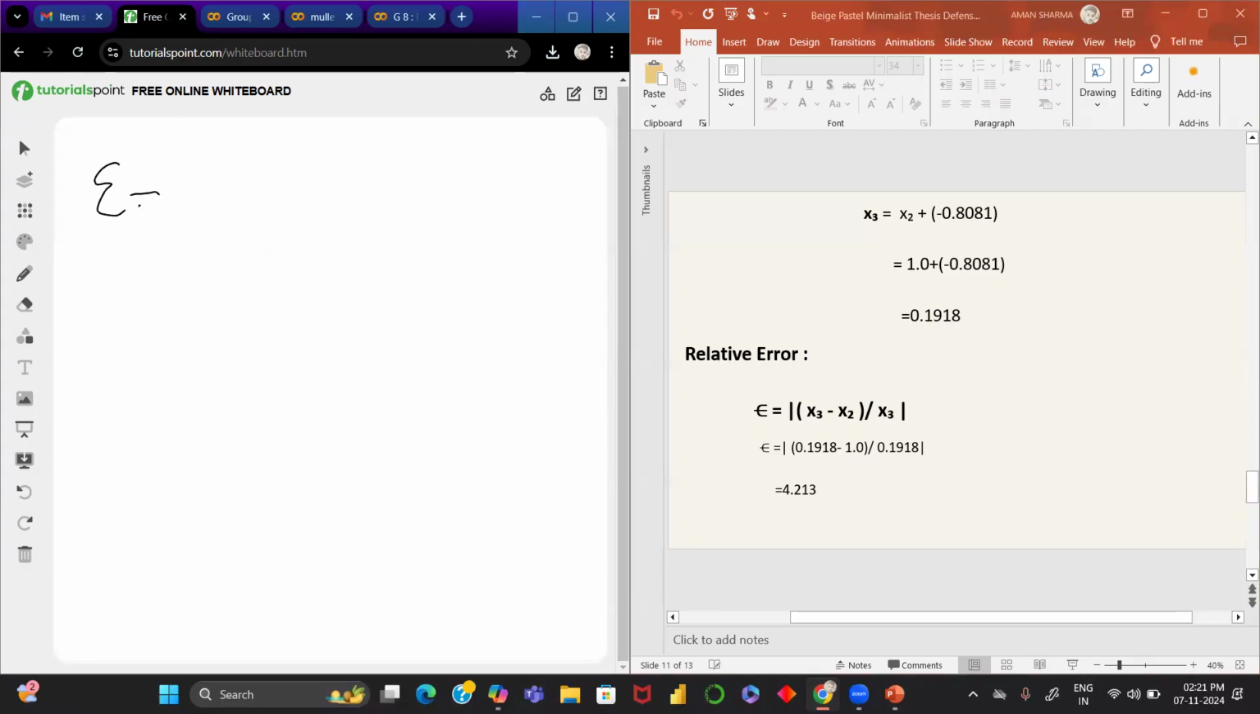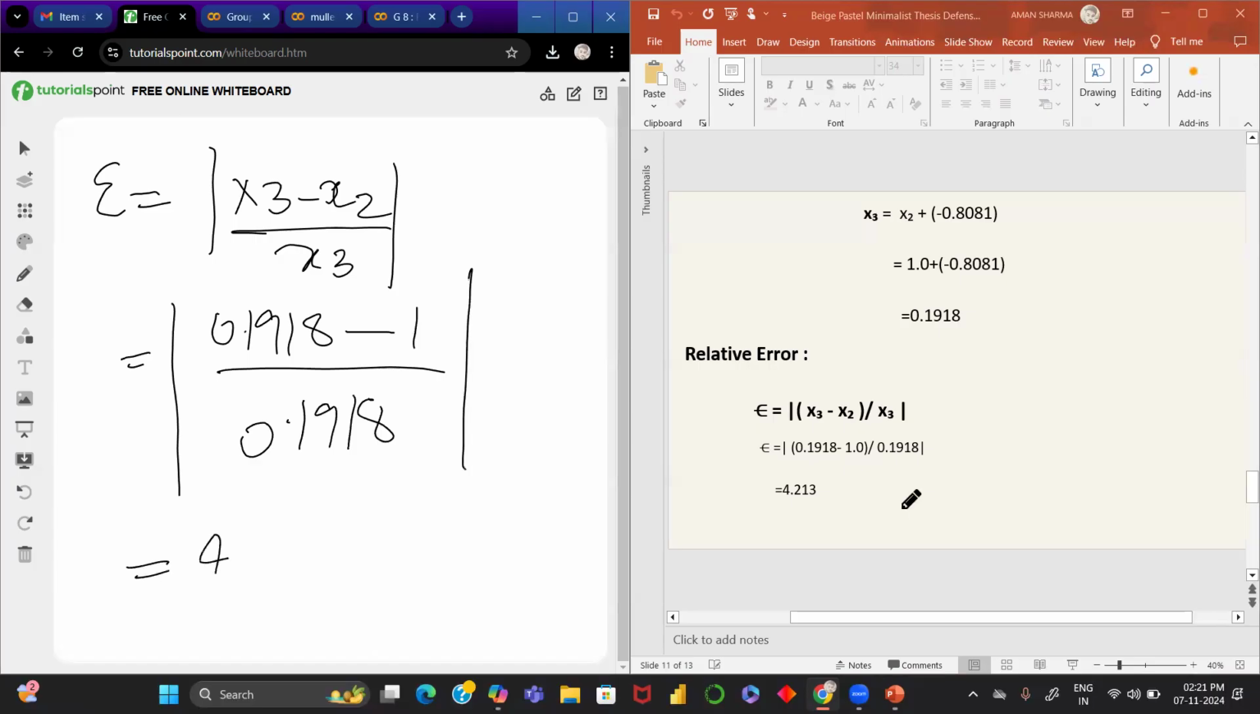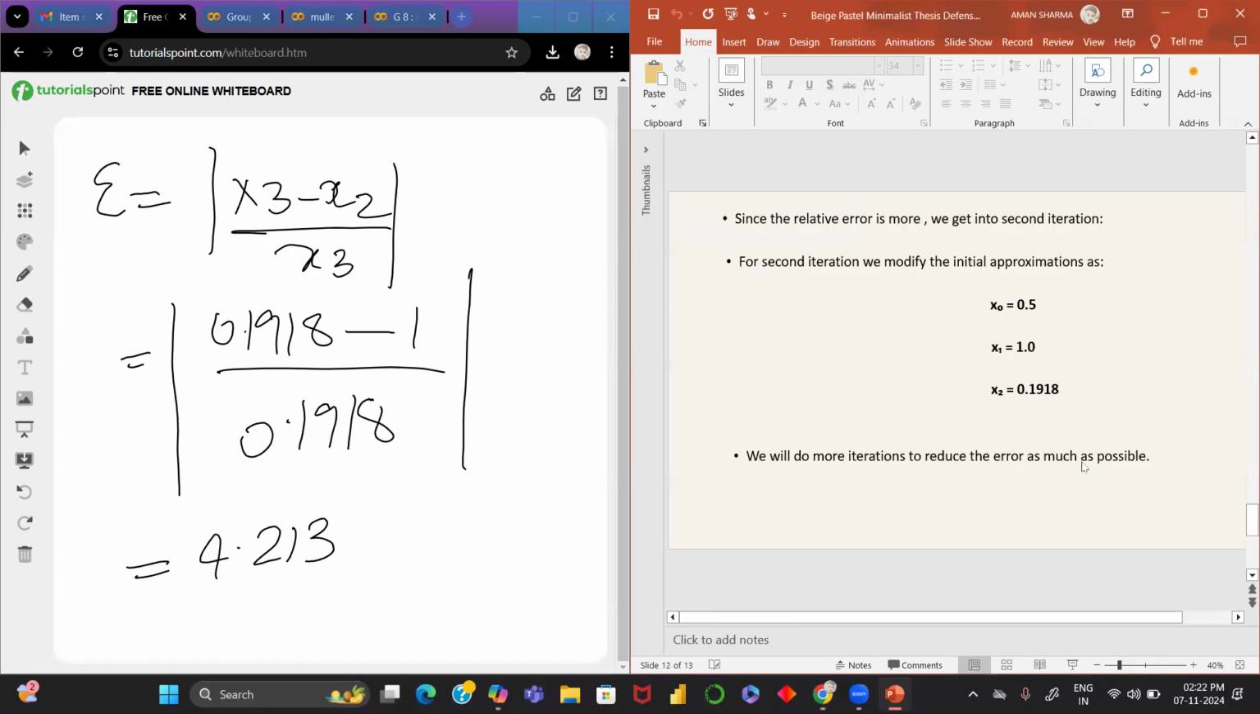The relative error epsilon is equal to the modulus of (x3 minus x2) divided by x3, which is equal to (0.1918 minus 1) divided by 0.1918, which is equal to 4.213. Here the relative error is very large. So we go into the next iteration.